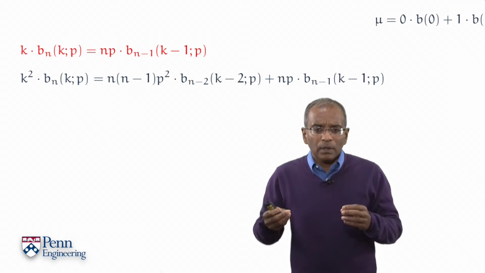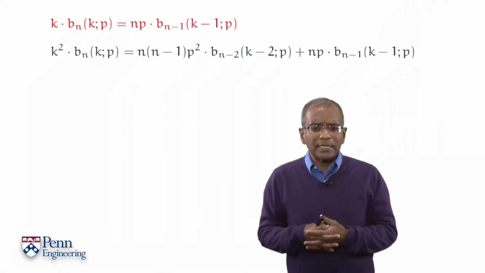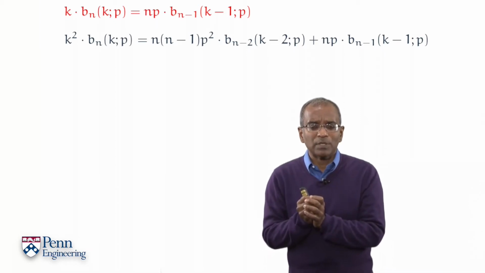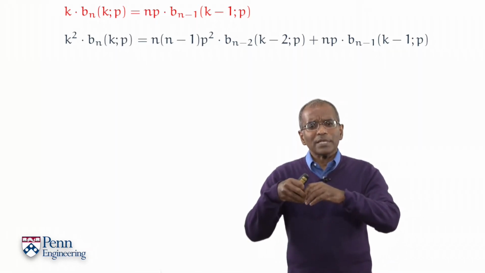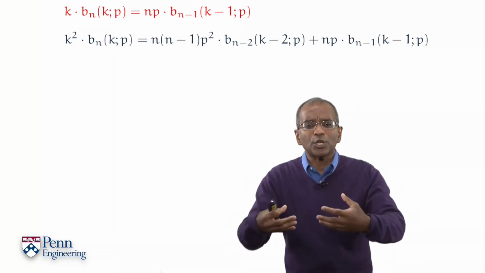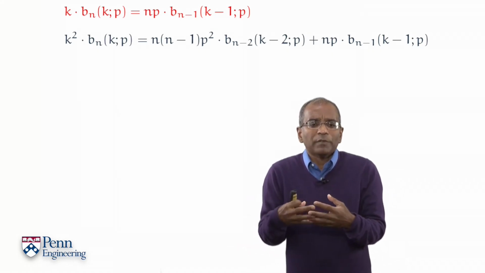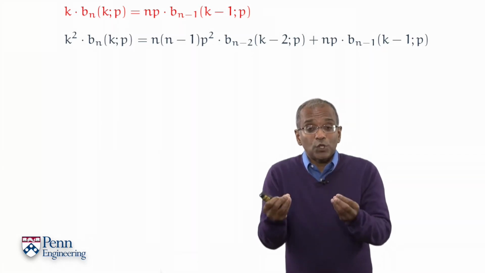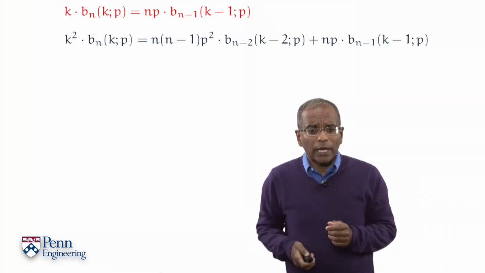Binomial. We now have two hard-won identities, and so we should hold them. A basic binomial identity involving k times Bn of k, and one we've discovered with just a little bit of algebraic effort, an identity involving k squared times Bn of k. The first of those will be immediately useful, the second very shortly.